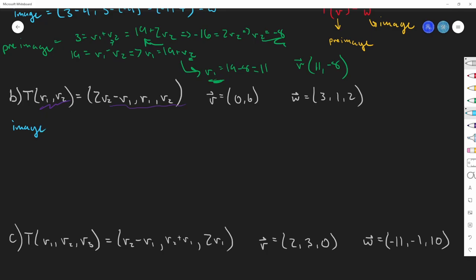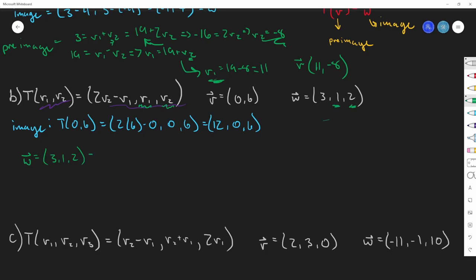Image, just plug in our 0 and 6, and that is equal to 2 times 6 minus 0, then 0, 6. What's 2 times 6? 12. So 12, 0, 6 is our image. Our pre-image, well, this one's really easy, because our function tells us to spit out v1 and v2 by themselves. All I really had to do is look at the last two, and that will be our pre-image. So our pre-image would literally be 1, 2. And you can check it yourself with a quick check: 2 times 2 is 4, minus 1 is 3. So yeah, that seems about right.